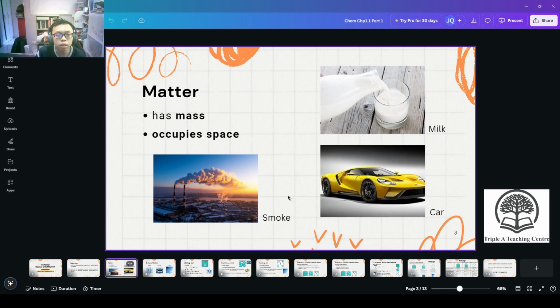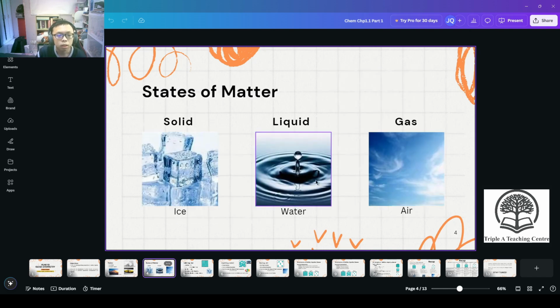Matter is everything around us that has mass and occupies space. For example, milk. It has mass and it occupies the space of the cup. A car also has mass and occupies space too. Even smoke has mass and it occupies space, so it's matter. Even air also.